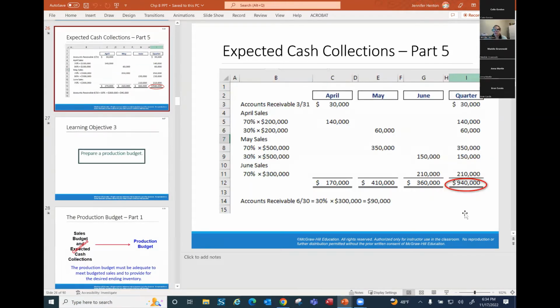940,000. And then here's the schedule. It's showing you June sales times 70%, we get 210,000, and then you just add this column up, we get 940,000. Okay. So for June, we have 30% going into July. That means 90,000 will roll into July.